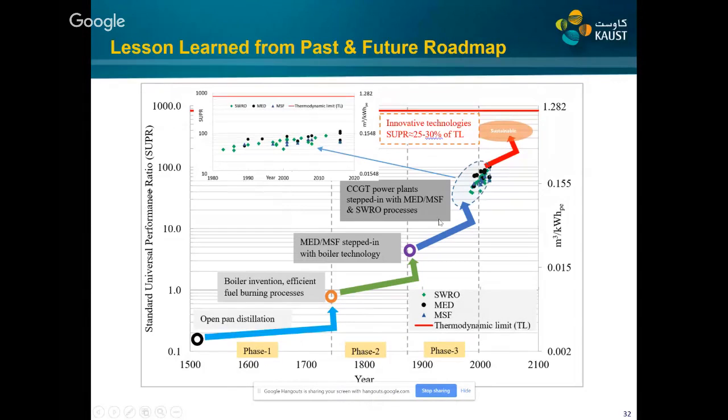Even if we do material development or process improvement, we will not be able to achieve the sustainable zone until we make some technology change or out-of-the-box solution. And our hybrid system, with which we achieved around 22% of thermodynamic limit, is one example showing that integrating technologies to overcome the limitations of the conventional systems can help to achieve the sustainable zone.